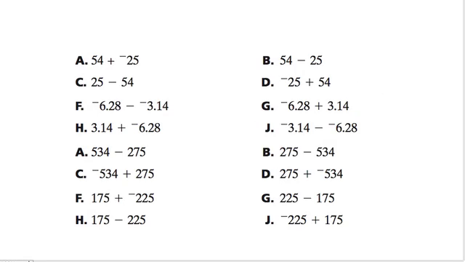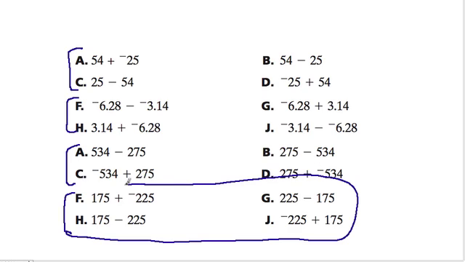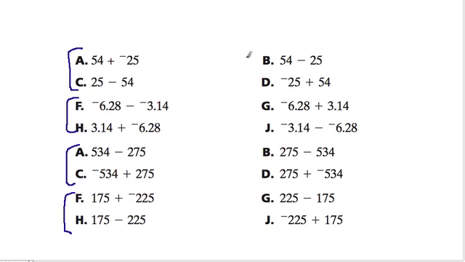Okay, I think I cut it off in this problem, but this one's asking us, in each of these 1, 2, 3, 4 sets of numbers, without doing any calculations, which of the 4 choices don't equal the others? So we can reason our way through this, right? 54 and negative 25. Well, that's the same thing as 54 minus 25. So without calculating, I see that B is the same thing, right? So those two are out.